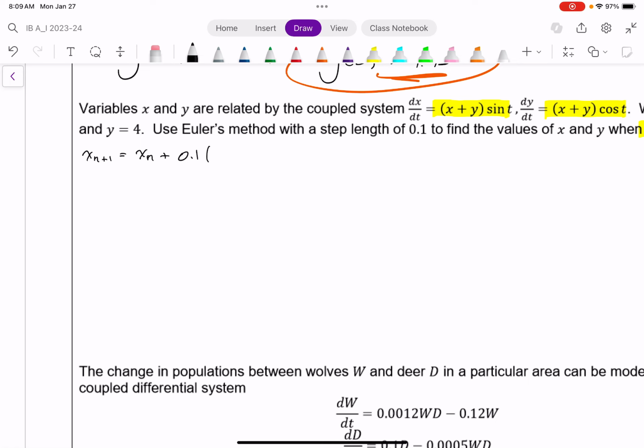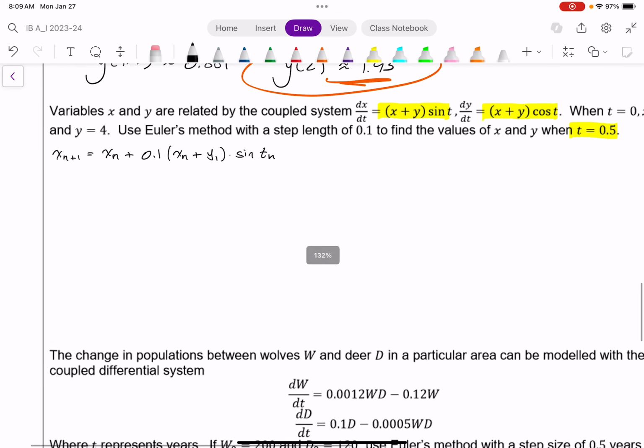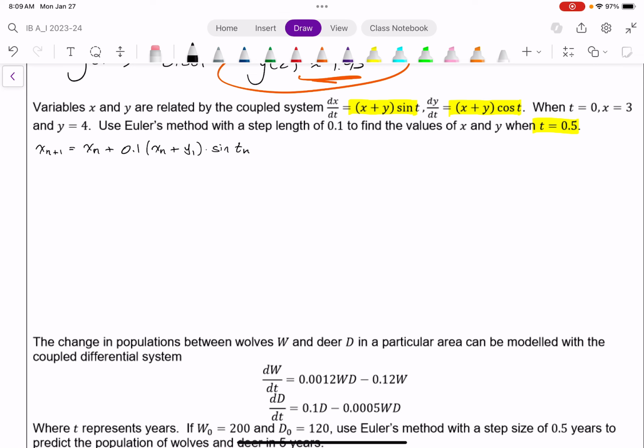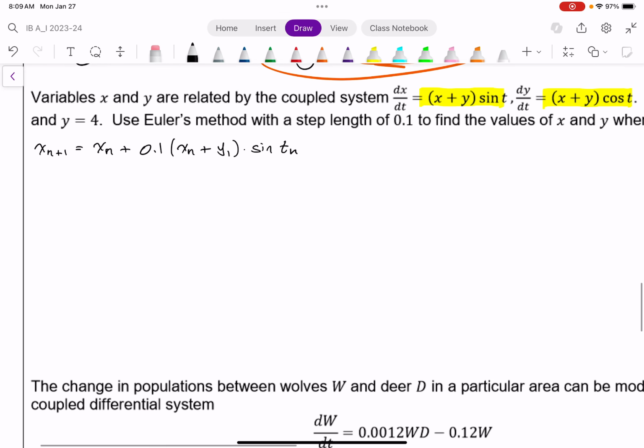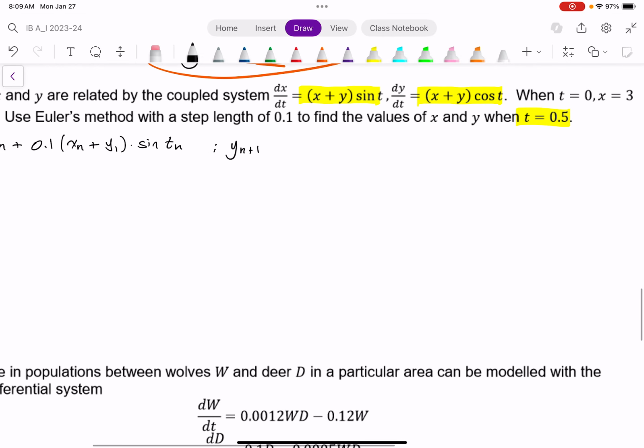And so for x, it's x plus y, so in this case x n plus y n times the sine of t n, the previous value for t. Or you could just leave it as t as well, because if we look at t, it's just going to go up. It's going to start at 0 anyways, but I'll stick with this. All right, and then y n plus 1, almost a very similar equation.